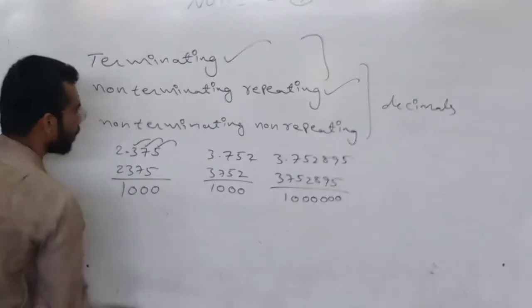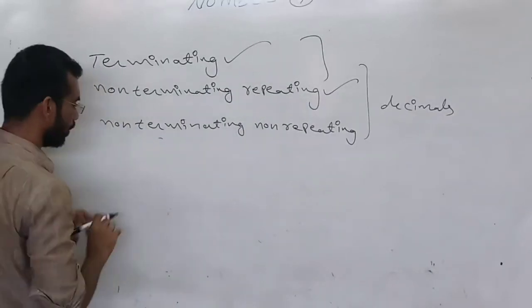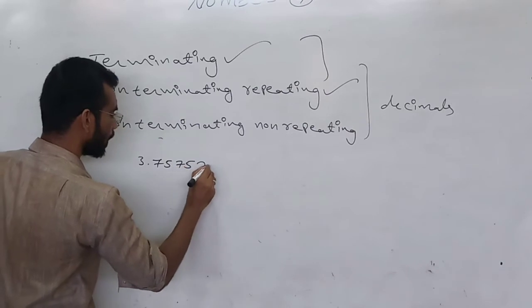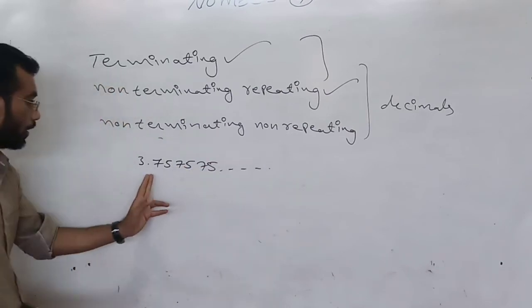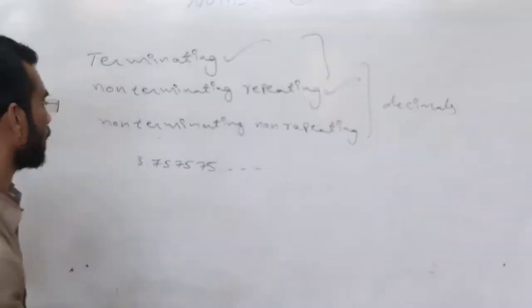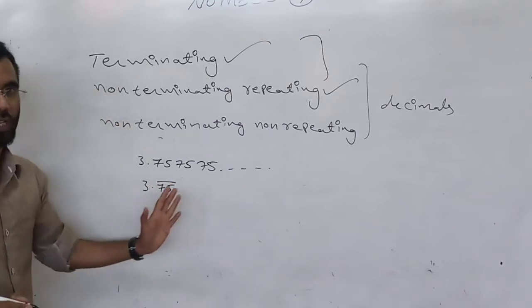Now we will see some more examples. 3.75, 75, 75, and so on. That means 75 is getting repeated again and again. So how can we write this? We can write 3.75 bar.